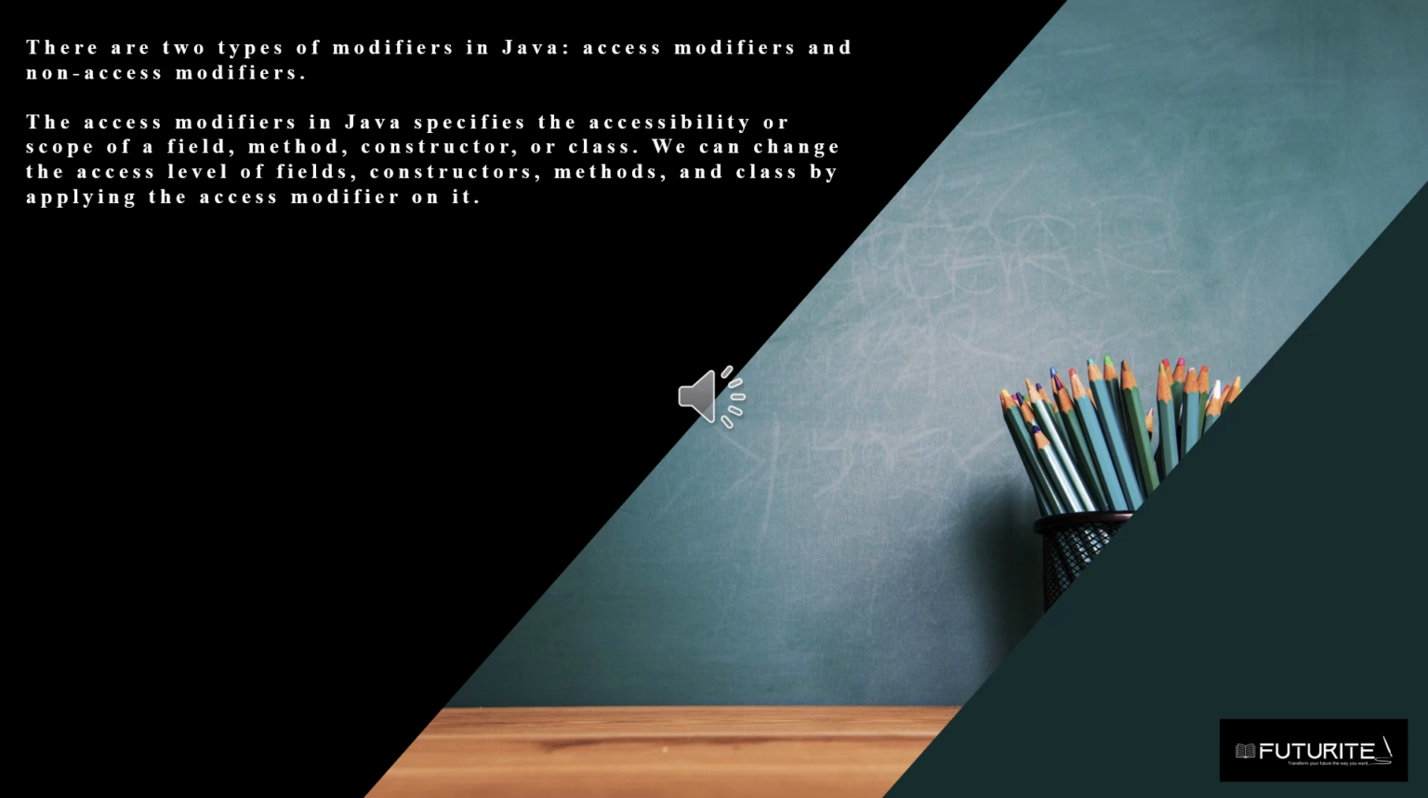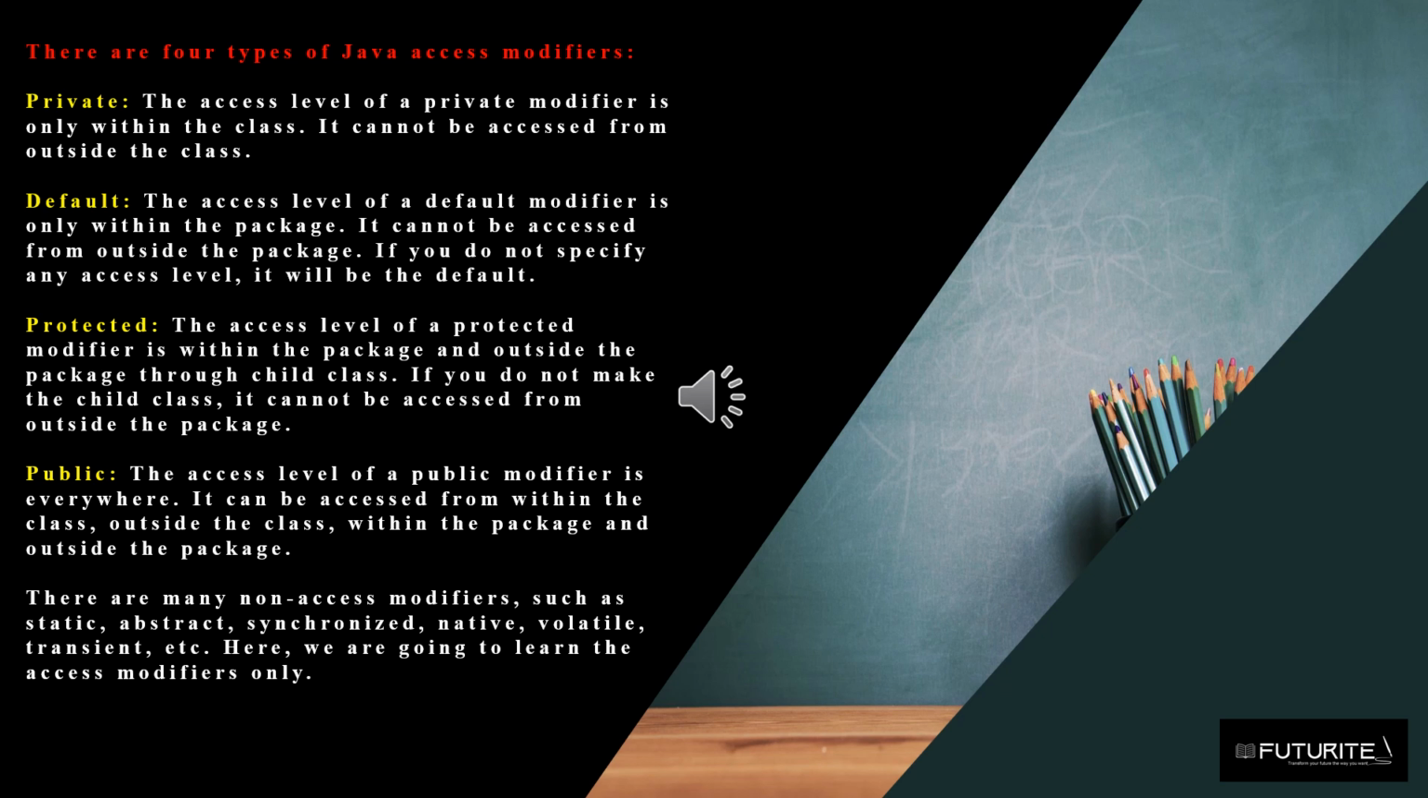Okay, so let's go ahead with the rest of the access modifiers and understand them in detail. Keep in mind that we are not going to discuss any non-access modifiers in this tutorial. We will only be discussing access modifiers. There are four types of access modifiers: private, default, protected and public. In private, suppose there are two classes, class A and class B. Class B cannot access any member of class A, which means the scope of the members is limited to within the class and not outside the class.